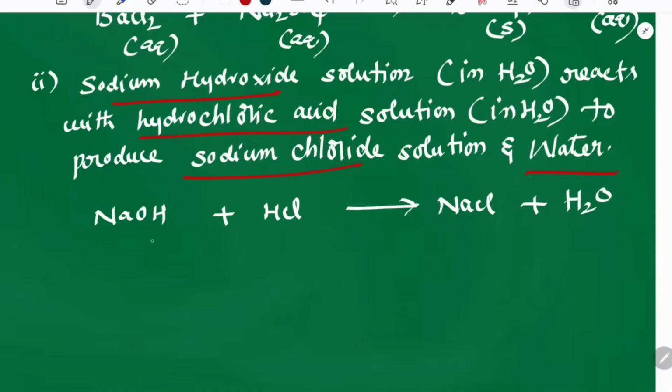Solutions are mentioned in water, so that's why we can write aq. Here aq, and in the sodium chloride solution aq. Water is liquid. So here just observe, everything is balanced. All are 1, 1, 1. So everything is balanced, nothing is more.